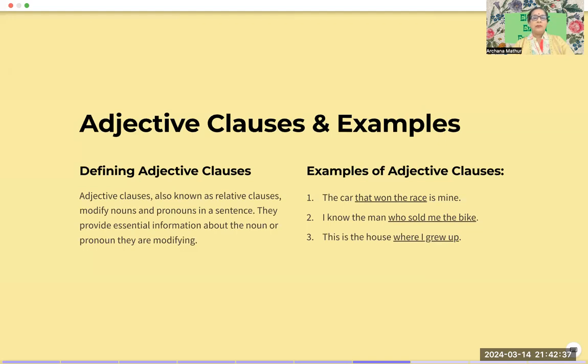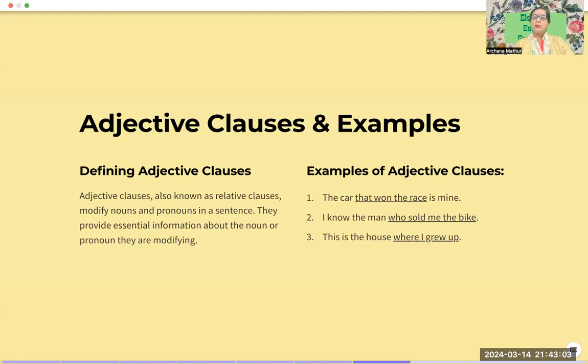Now, adjective clauses and examples. Adjective clauses are also known as relative clauses, and they modify nouns and pronouns in a sentence. I just said they qualify the noun. They provide essential information about the noun or the pronoun which they are qualifying. For example, the car that won the race is mine. So the red car is mine. That won the race can be substituted by an adjective.